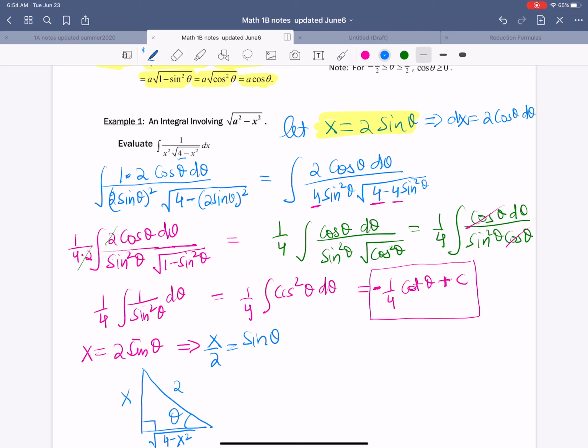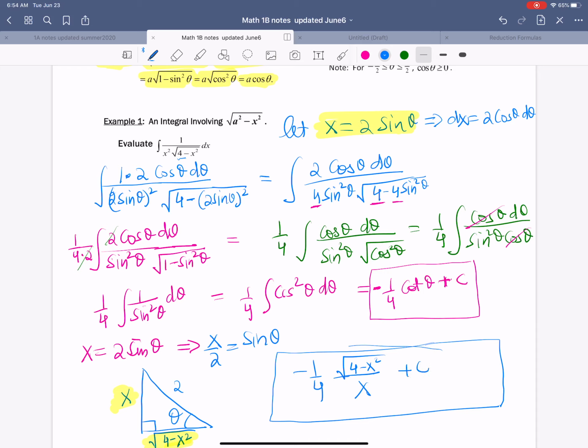Now I'm ready to write my integral in terms of x. So negative 1/4. Tangent is opposite over adjacent, and cotangent will be adjacent over opposite. So cotangent theta would be adjacent over opposite, which is the square root of 4 minus x squared over x, plus a C. That's it. We evaluated that integral using trig substitution.